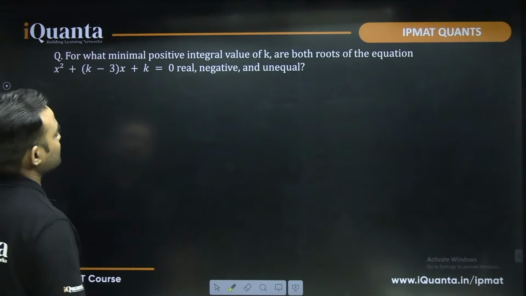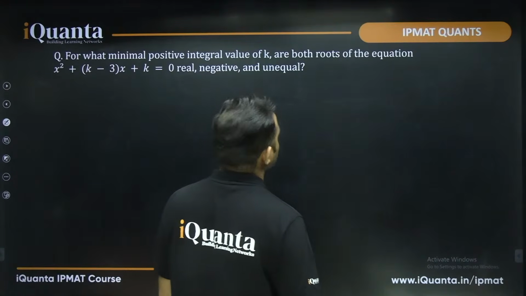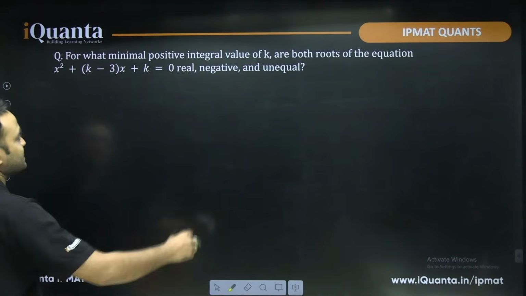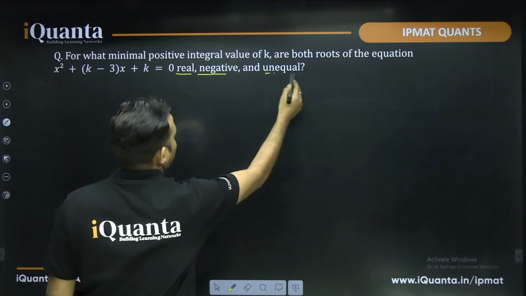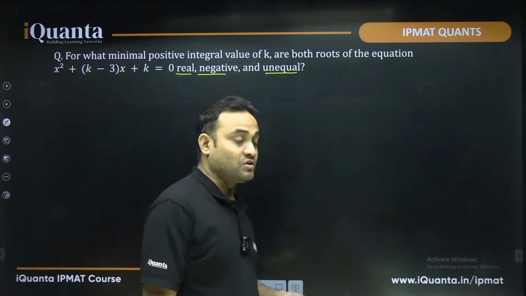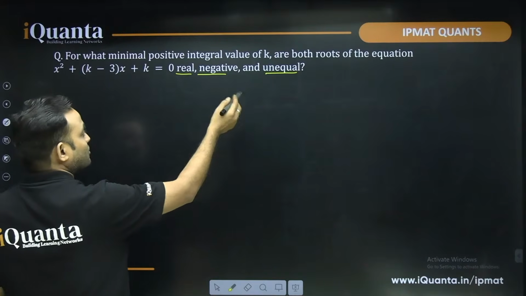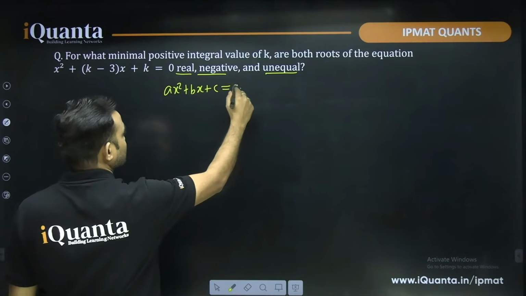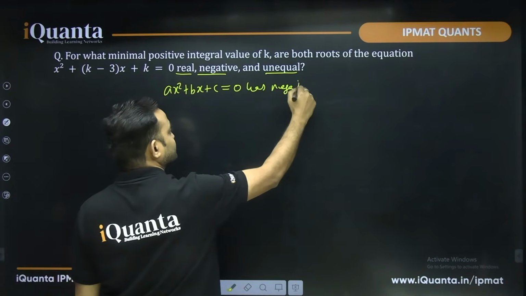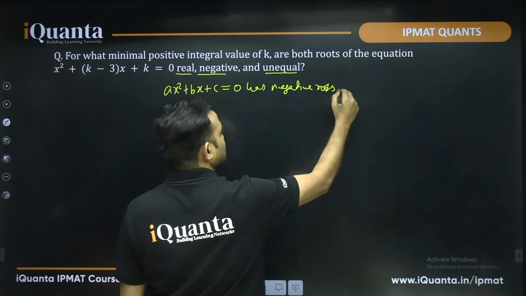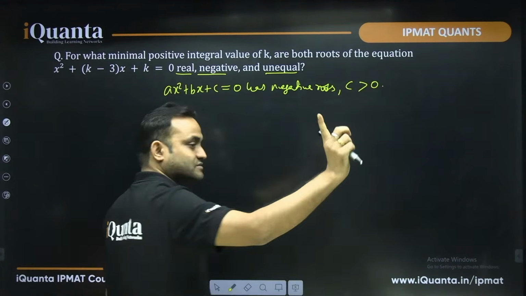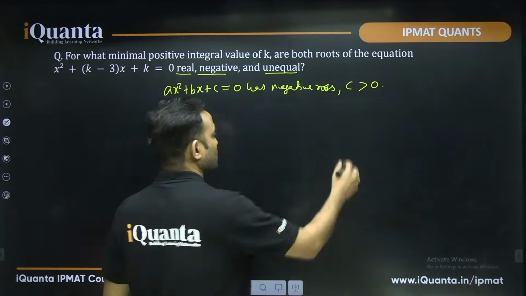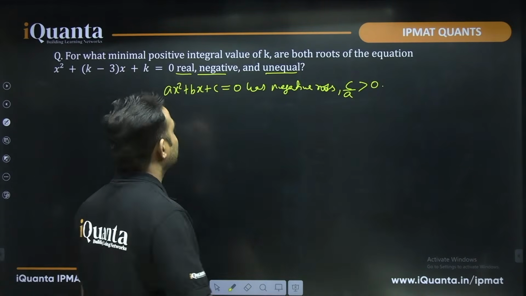For what minimal positive integral values of k are both roots of the equation x square plus (k minus 3)x plus k is equal to 0 real, negative and unequal? Real, negative and unequal. What does that tell you? First of all, if we talk about negative roots, ax square plus bx plus c is equal to 0 has negative roots, means c is greater than 0, because both the roots are negative. Negative into negative is positive. Product of the roots will be positive, means c by a is greater than 0.